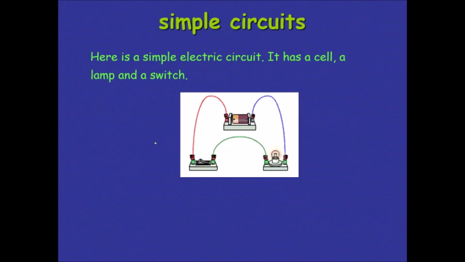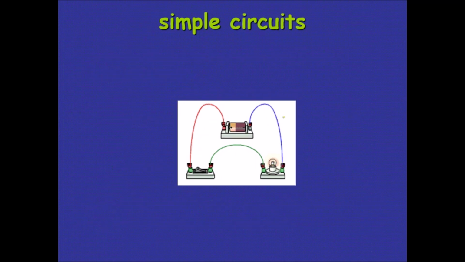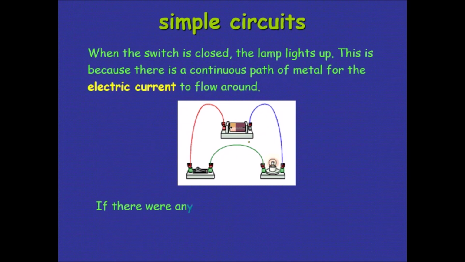All right, so here is a simple circuit. It has a cell, which I'll show you, a lamp and a switch, and then these are the wires. So to make the circuit, these components are connected together with wires. If it's cut, generally the circuit stops working, meaning the components in the circuit also don't work. So this is just a general picture, but when you have a question, most of the time they don't actually show you a picture. It might ask you to draw a circuit, which we'll get to later using the appropriate symbol. So when the switch is closed, the light lights up.